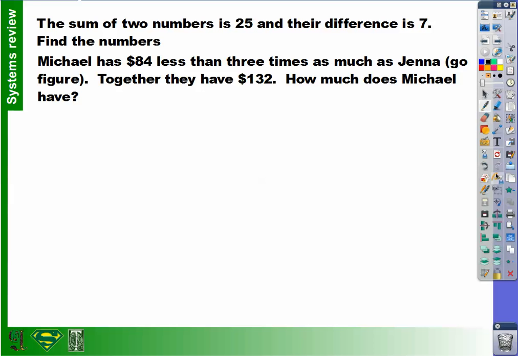Just a reminder, if I think it's important enough to write it down, you think it's important enough to write it down. So Michael has $84 less. What does less mean? Less? What mathematical operation? It's a subtraction. So we have then 3 times as much as Jenna.